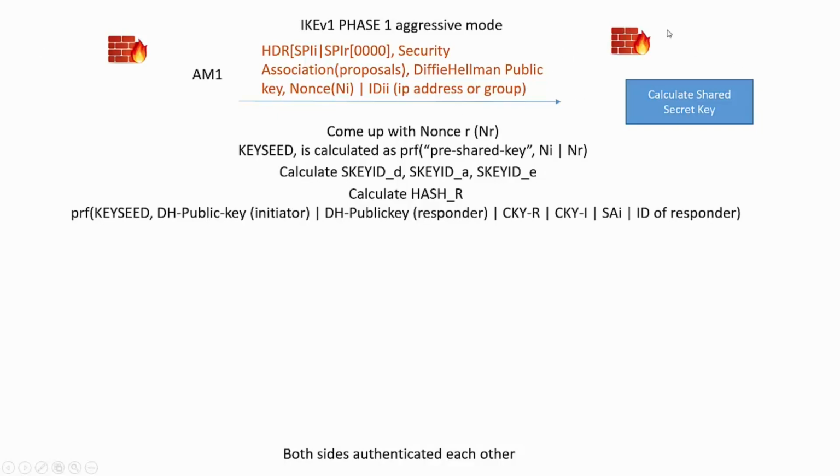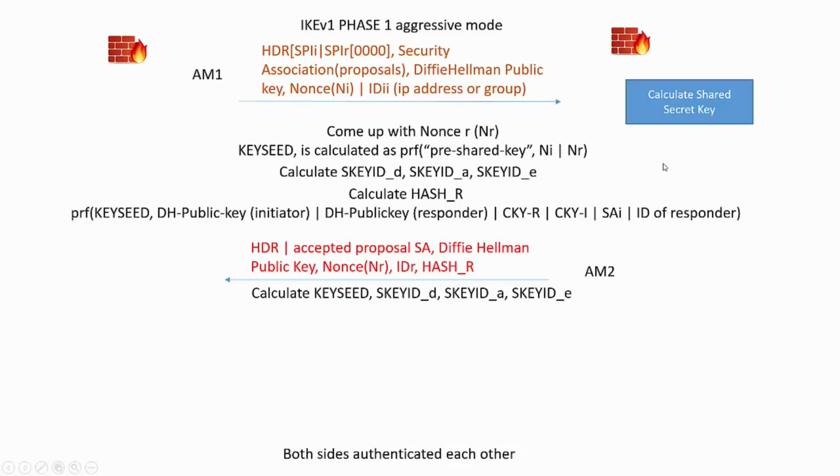It's going to take the security association payload, and the ID of the responder, which has its own IP address, typically, and then it's going to send that message out. This message would have the accepted proposal, its own Diffie-Hellman public key and number used once, and the ID of the gateway. And the hash of the responder. So the ID of the responder is going to get used by the initiator to calculate the hash for the side. We are going to see this in a minute.